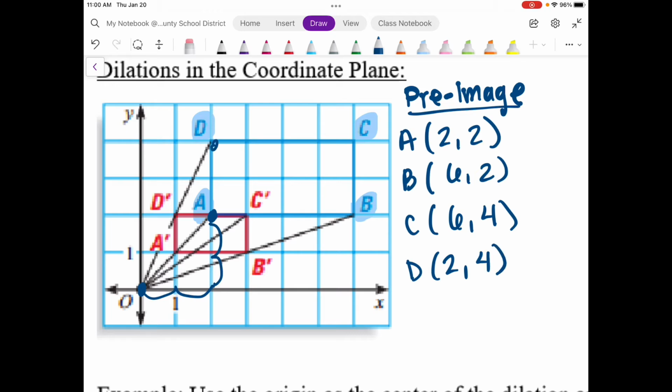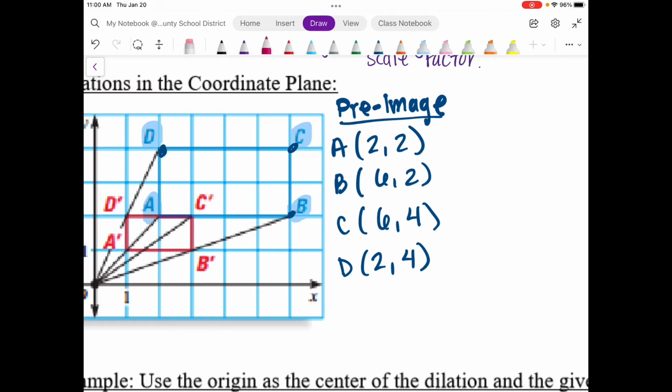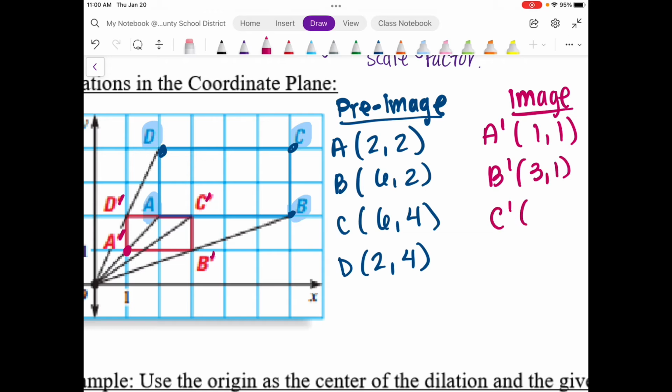Okay, so again, I'm just figuring out where these points are. So that's my original. In the blue, again, I know this because it doesn't have primes. Now I'm going to look at my image, my new one, and the new one has those primes. So my new A value is here, and I'm going to label it A prime, at 1, 1. My B prime is at 3, 1. C prime is at 3, 2. And D prime is at 1, 2.